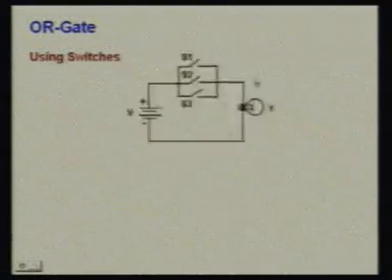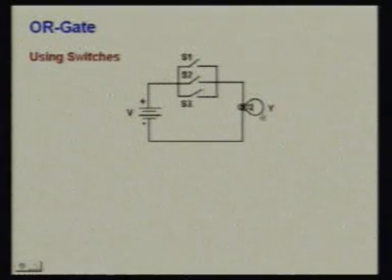So we have the OR gate. First we will discuss it using switches. Let us consider this circuit. We have a supply voltage, which is connected to a bulb through 3 switches S1, S2 and S3. We will recognize the states as follows. When any of the switches is open, we will assign it as a 0 state. When it is closed, we assign it as a 1 state.